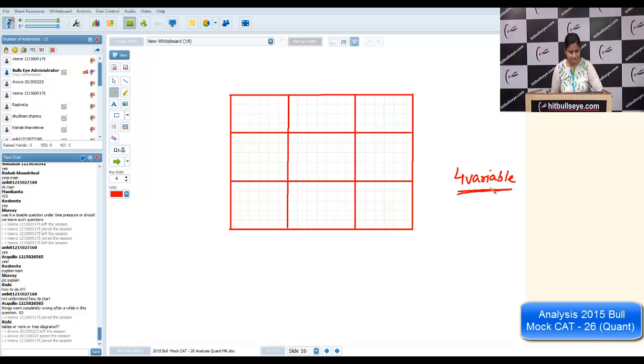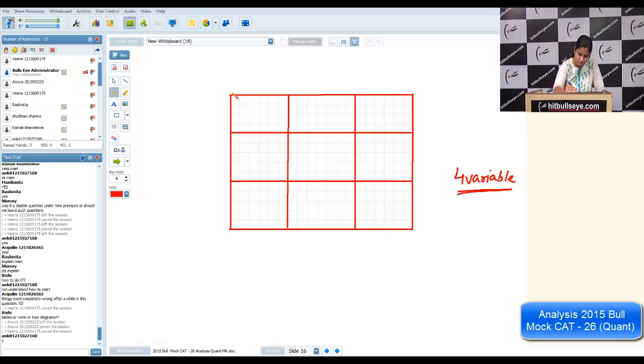Are you getting me? A 3 by 3 square, then you join this. I have explained this in the previous mocks as well.